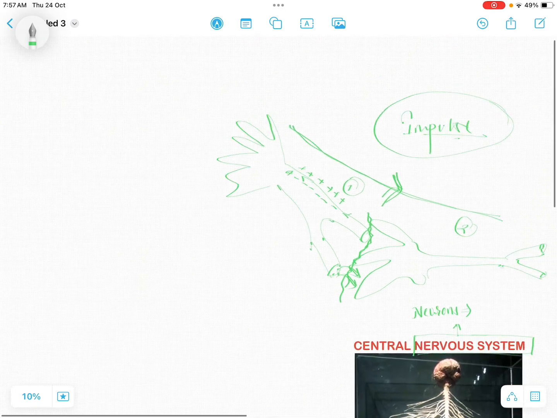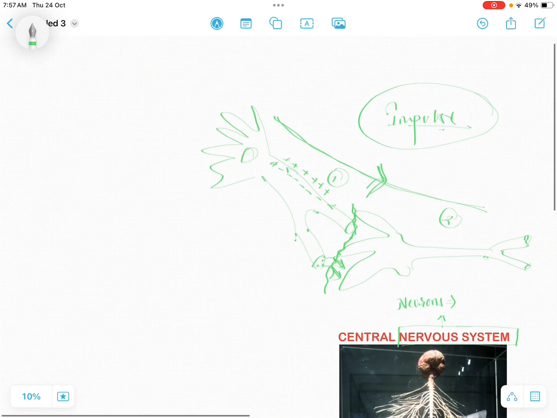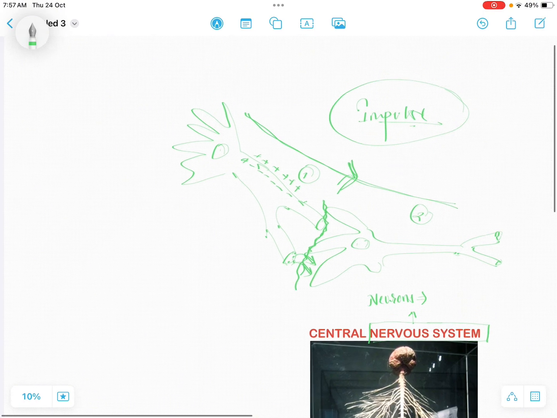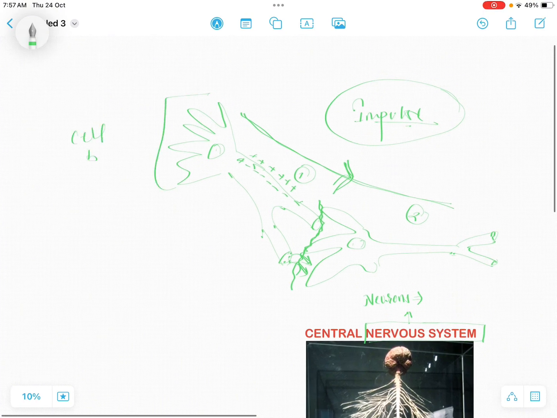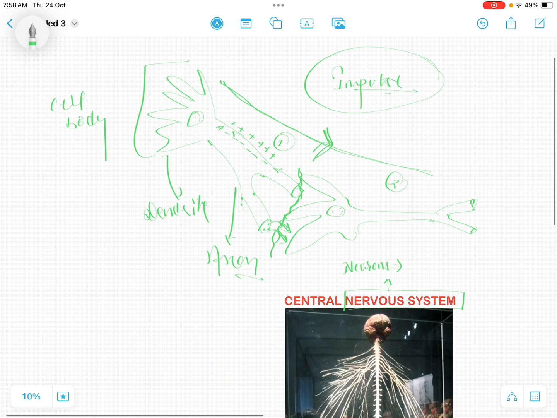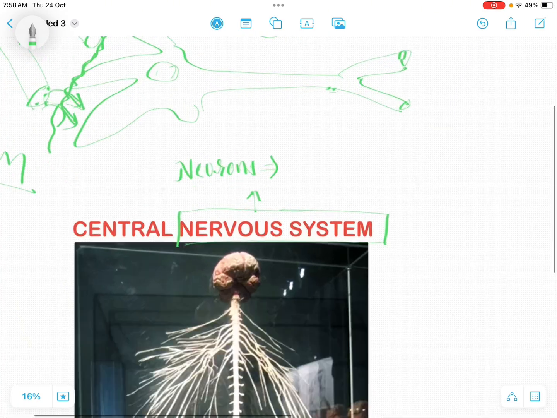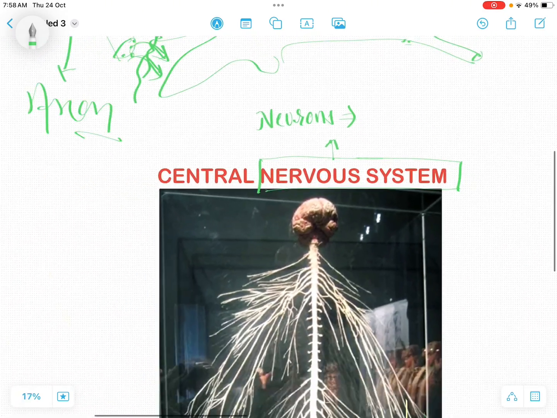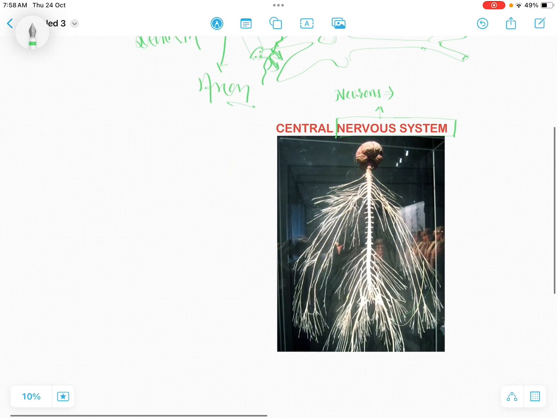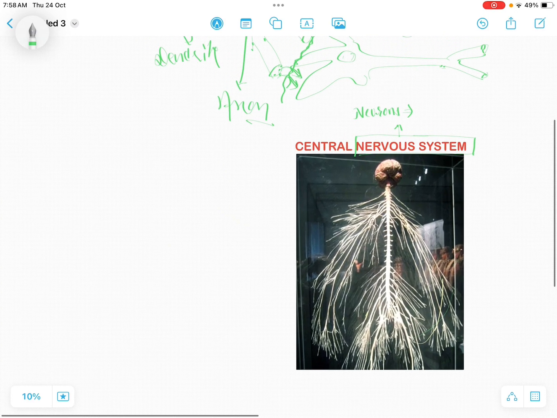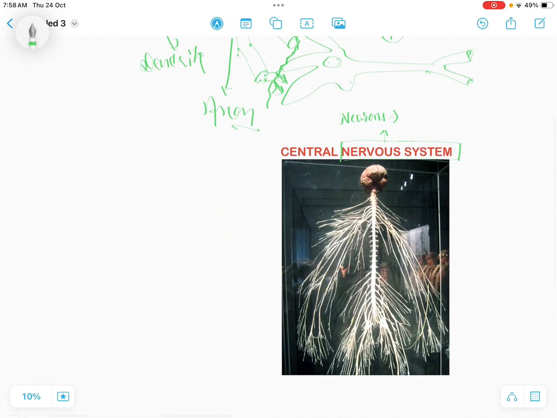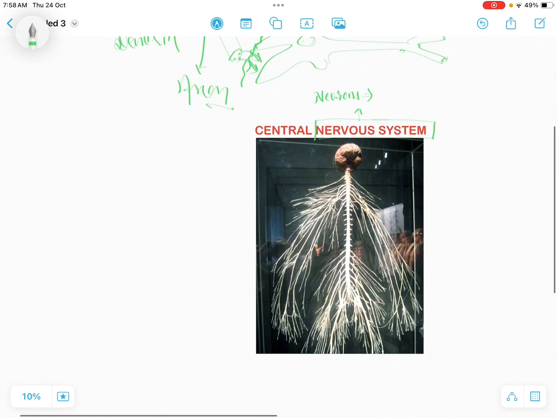You probably know the parts of the neuron, right? There is the nucleus, and this is the cell body. These are dendrites, and this is the axon. I hope you already know this part. So this is what a nervous system is. Our nervous system is divided into three parts: one is the central nervous system, second is the peripheral, and third is the autonomic nervous system. But what is important at this level is the central nervous system.